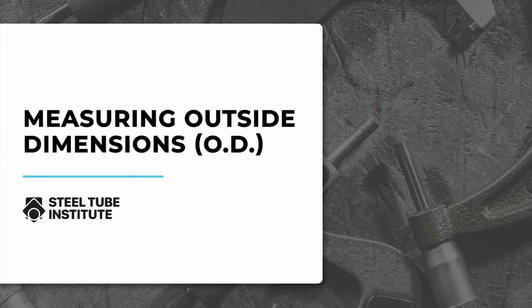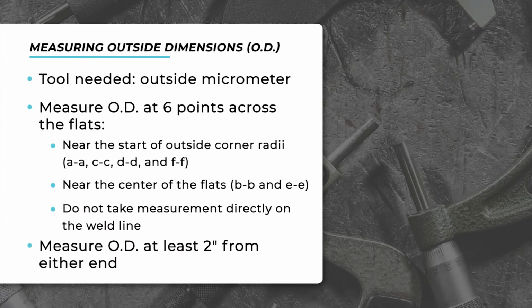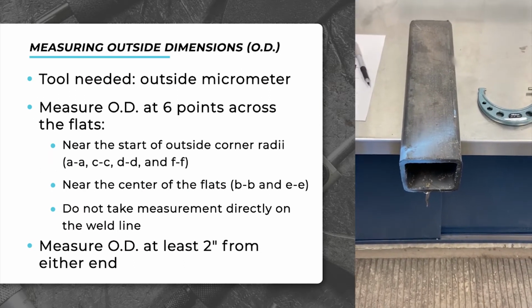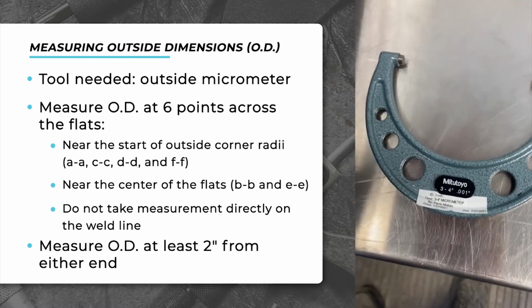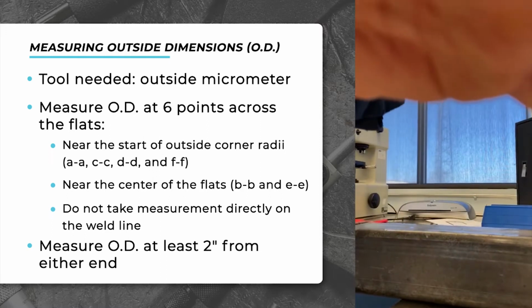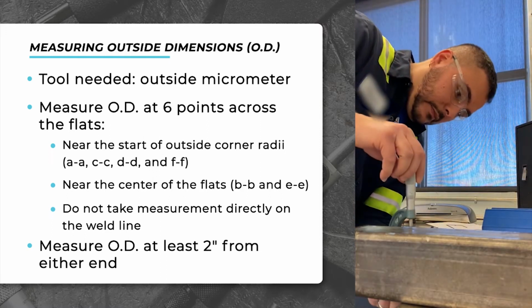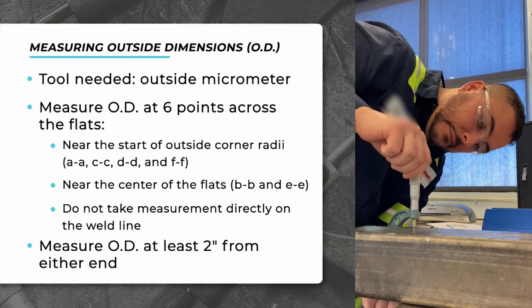This video will demonstrate how to take the outside dimension measurement for an HSS sample. We have a square HSS 3.5 by 3.5 by 1/4 and are using a 3-inch to 4-inch outside micrometer. The OD measurement will be taken at 6 points across the flats. We want to ensure that we take the OD measurements a minimum of 2 inches from the ends of the HSS.